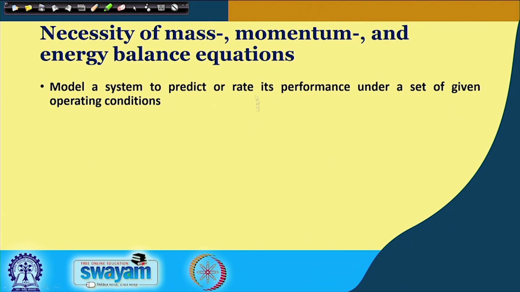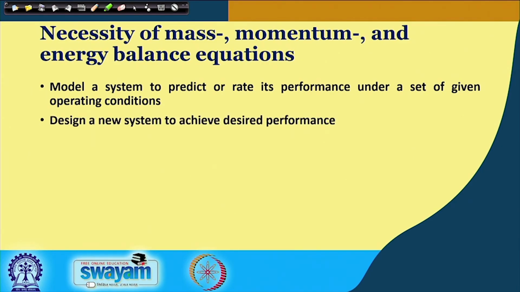So, basically these mass, momentum and energy balance equations are needed to model a system. Why? Because if you want to predict the performance or to rate, that means you want to understand how good or how bad it is performing, you can write the model equations and rate the performance under some given operating conditions. And if the operating conditions change, you also expect that the system would behave differently.